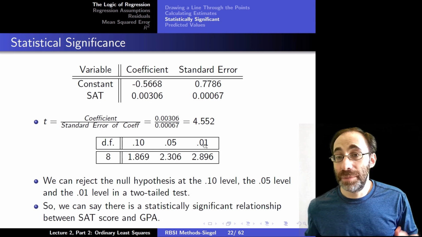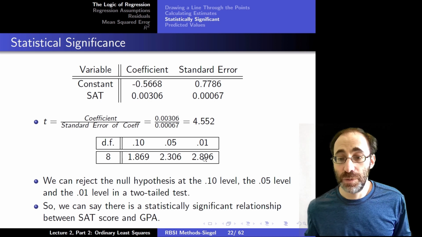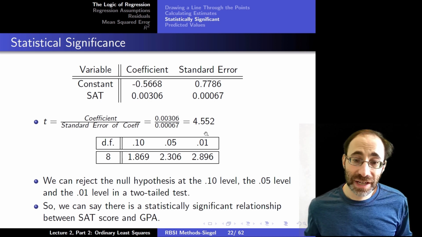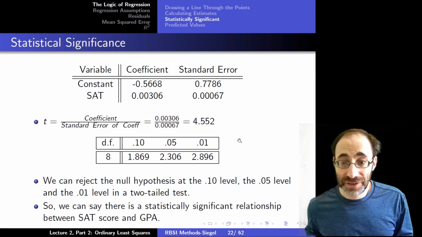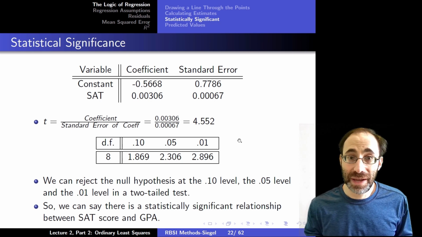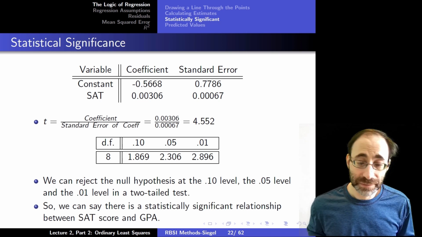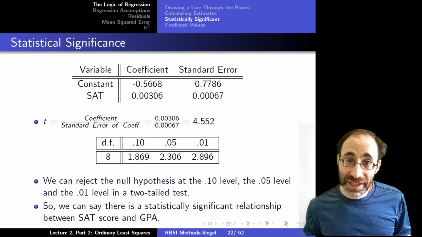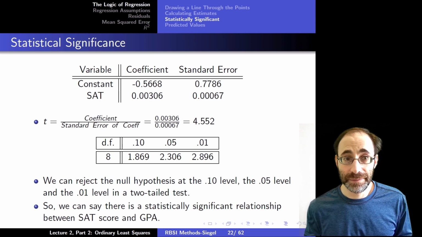In fact, we can do that at a 99% confidence level, since the critical value for 8 degrees of freedom is 2.9, and 4.6 is greater than 2.9. So we can reject the null hypothesis that there's no relationship between GPA and SATs at the 99% confidence level. And we can say, in fact, that there is a statistically significant relationship between SAT scores and GPA.